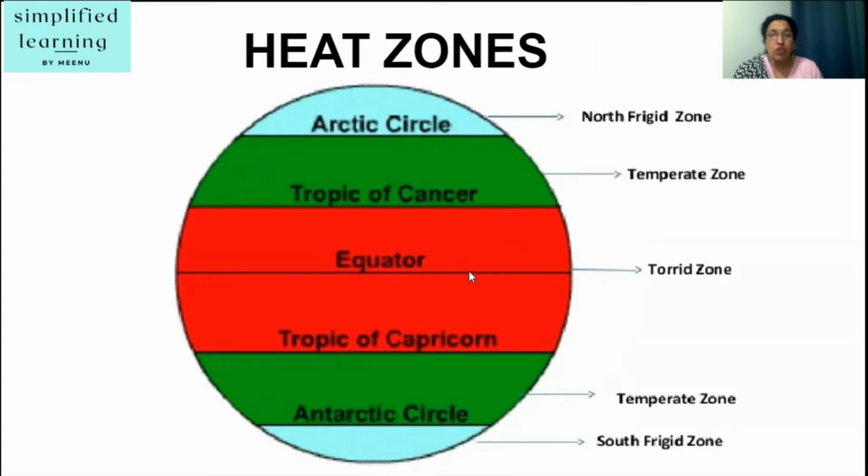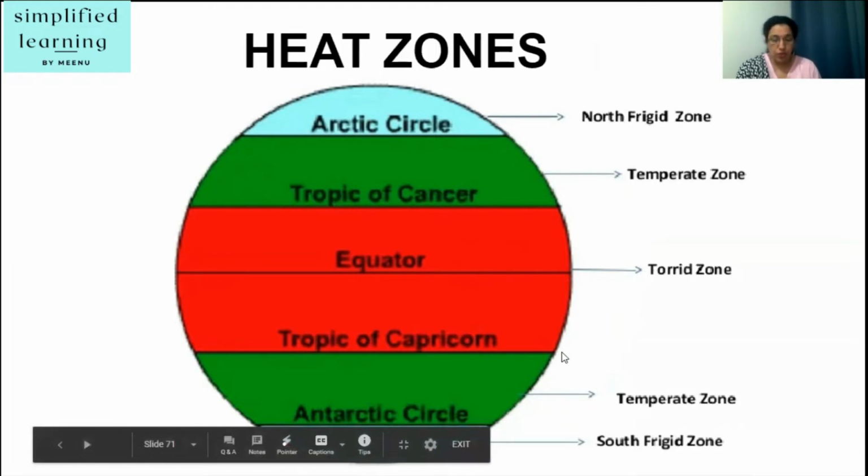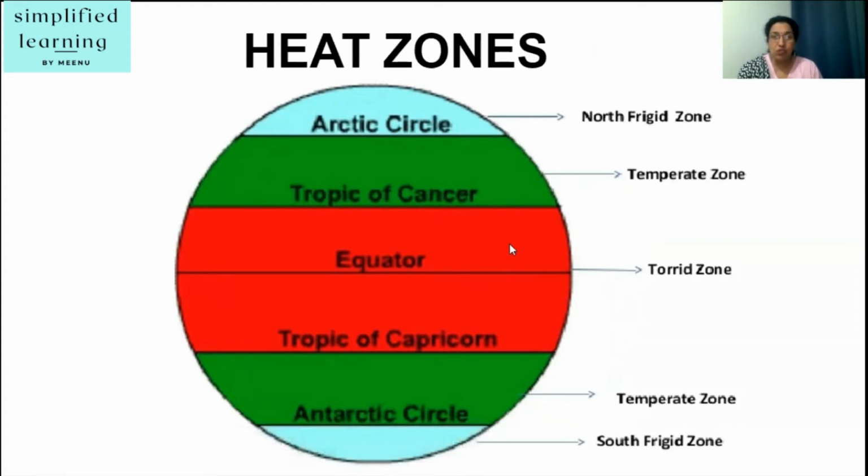Now let's talk about the torrid zone. It lies between the Tropic of Cancer and Tropic of Capricorn. We also call it 23.5 degrees north and 23.5 degrees south latitude. This zone receives the direct rays of the sun all year round. It is the hottest zone. Clear? There is very little difference between summer and winter temperatures in this zone, because it is always getting the direct heat of the sun.